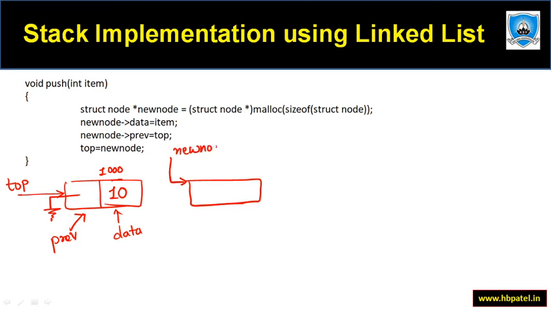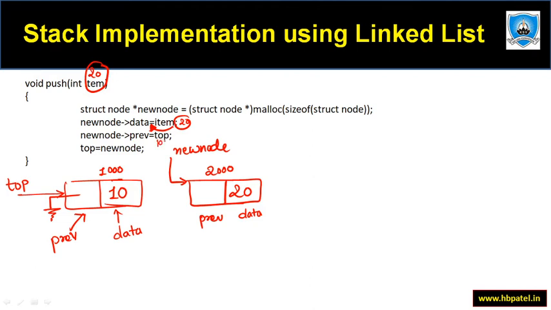This is my new node, and again it is having two members. One is the data member and the other is the previous member. For example, the address of this is 2000, and this time I wish to add 20, so that 20 would be going into new node arrow data. So this is new node arrow data 20, and new node arrow previous equal to top.